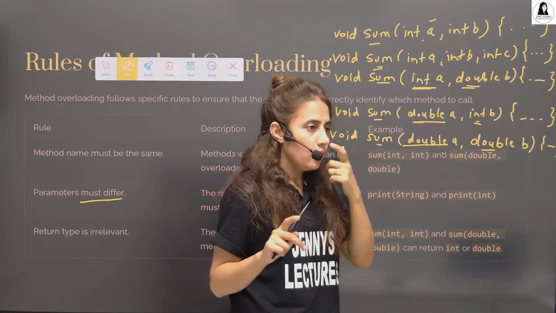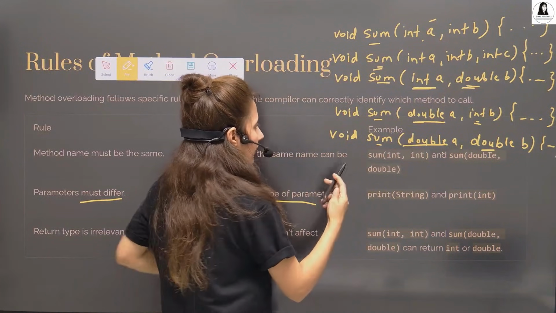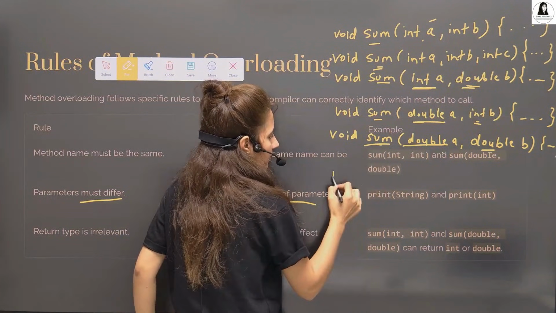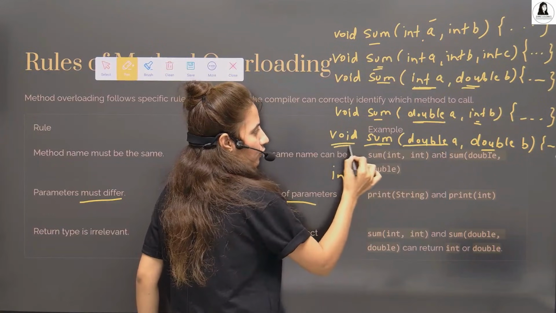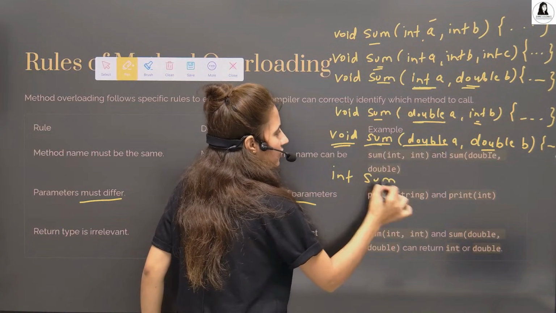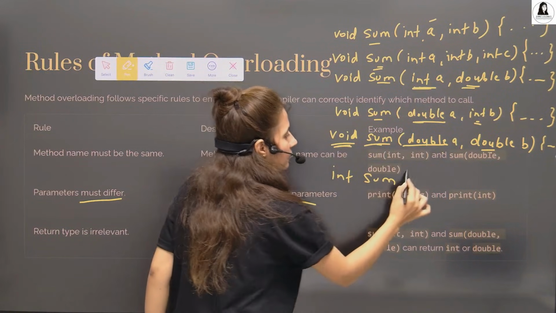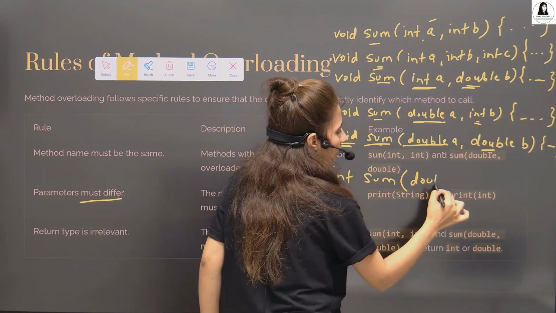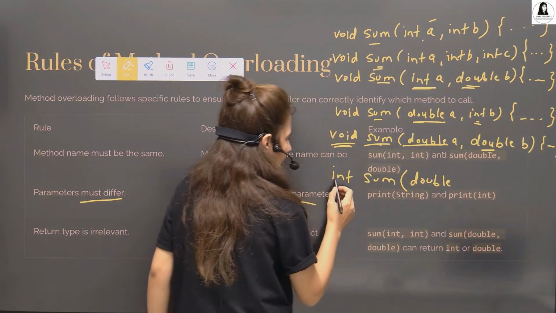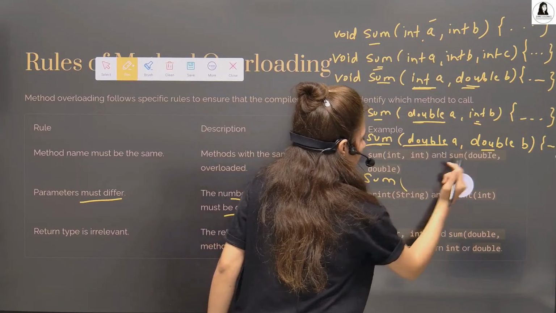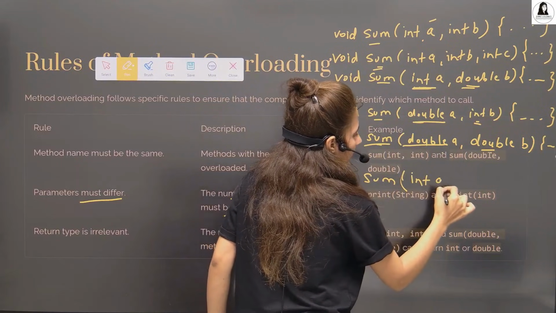Okay. Now, let's take one more. Here I have void sum, and suppose let's change the return type of this to int sum and simply pass, like int a, int b. We cannot say int sum and simply pass here like int a, int b.